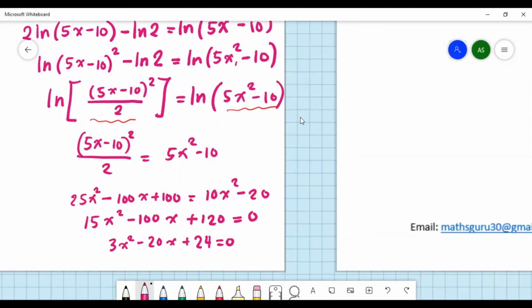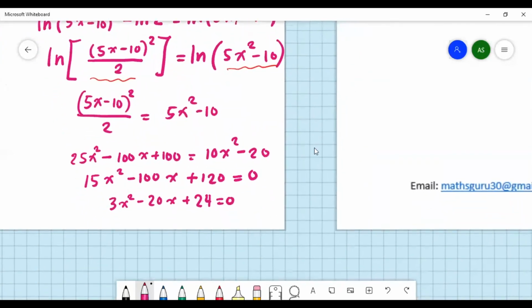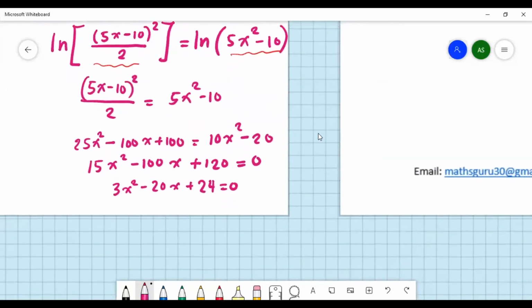Then let us see if this is factorable. Then we can finally solve for your x value. However, this isn't factorable, so using the quadratic formula, we can get a value of x which is equal to 1.57, and the other one is 5.10, approximately. All right.